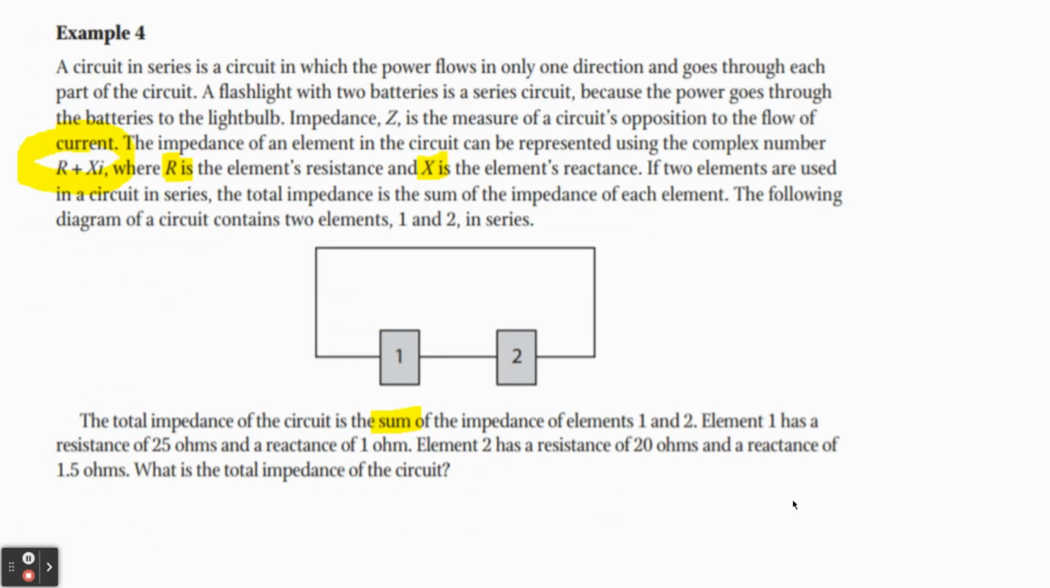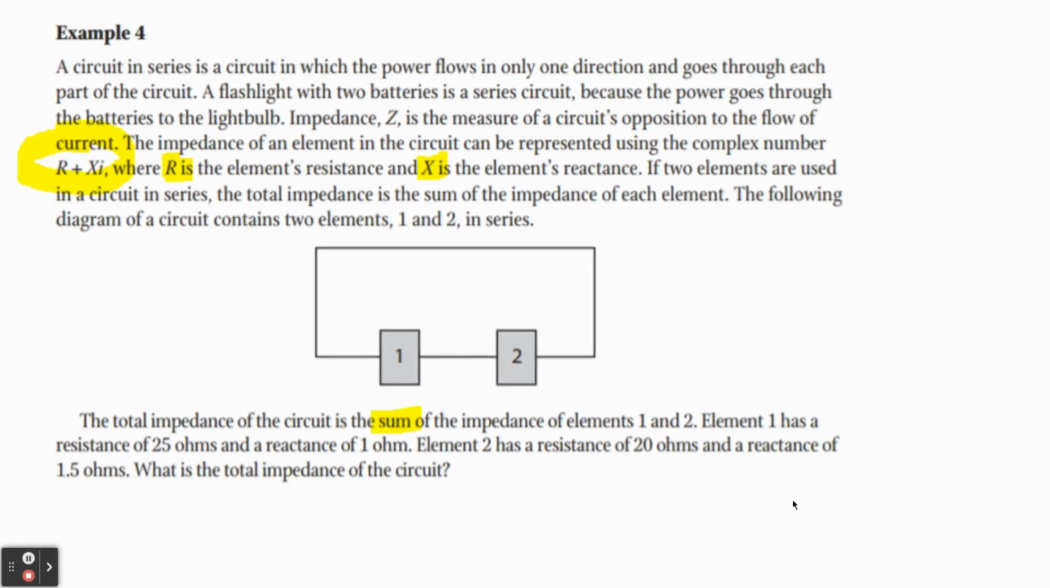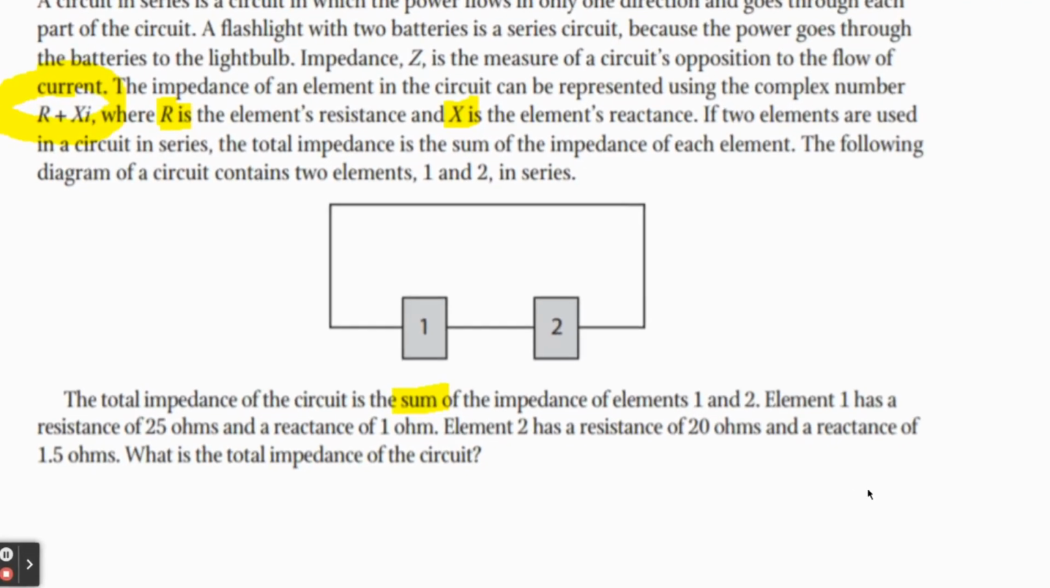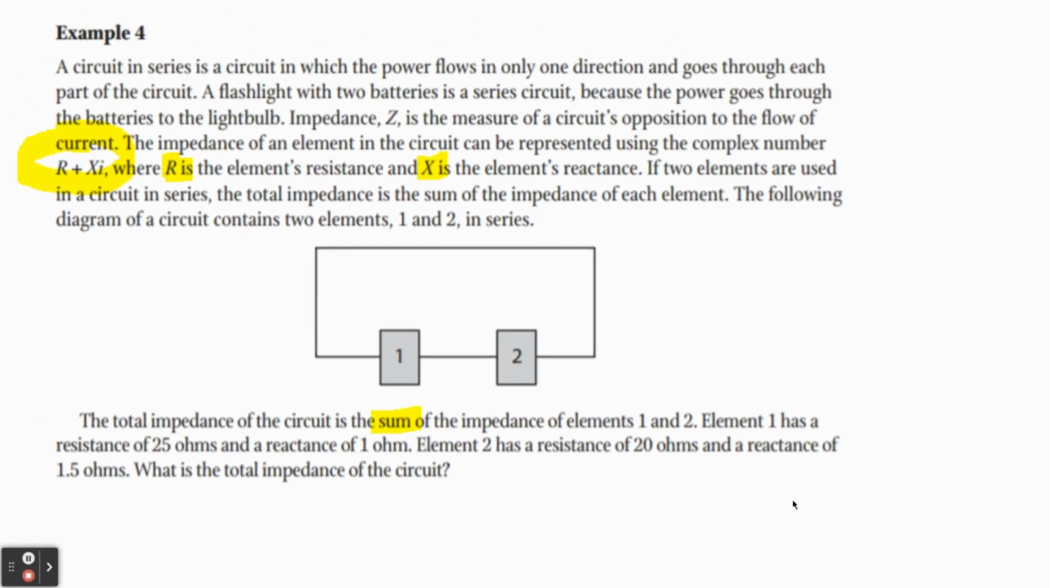Example 4 talks about a circuit in series, and it asks us to combine the total impedance. Now remember, the R value is the real component, and then you have the X, which is your reactance. That's going to be the imaginary component. So if you read the problem, it says element 1 has a resistance of 25, so that'll be the real part, and a reactance of 1 ohm, so that'll be 1i. Element 2 has a resistance of 20 ohms and then a reactance of 1.5.